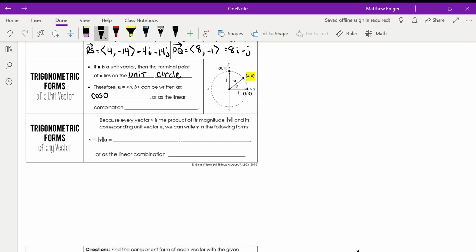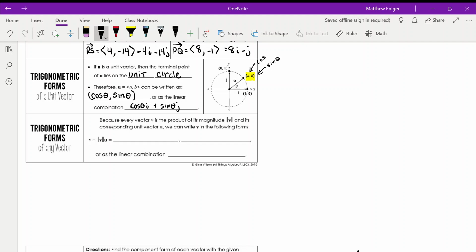cos theta, comma, sine theta. Because remember, the x value is the cos of the angle, and the y value is the sine of the angle. So if I know the angle, I can write it as cos theta, sine theta, or as the linear combination cos theta i plus sine theta j. Remember, those are the same exact thing. Okay? So now let's take this a little bit further.